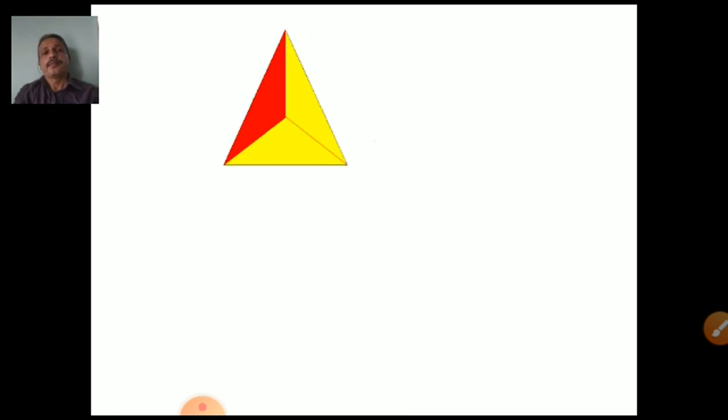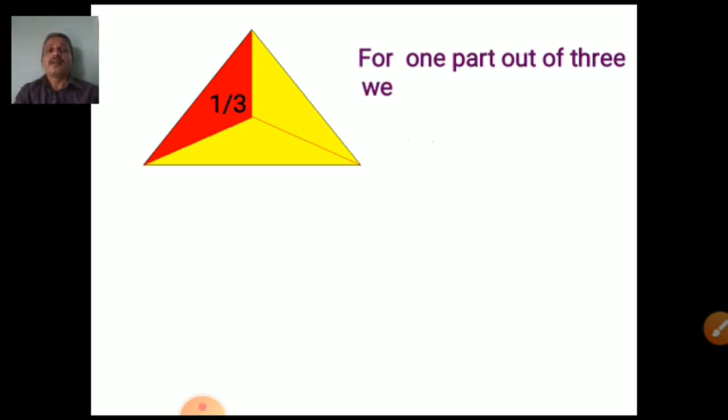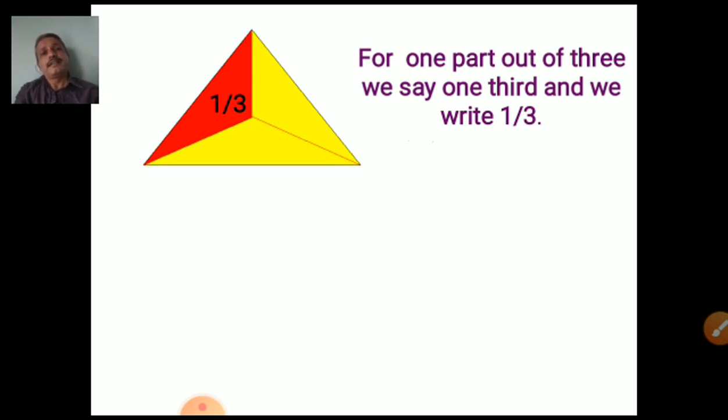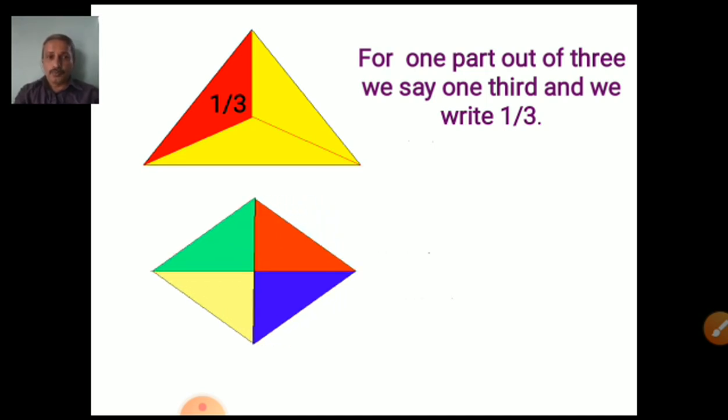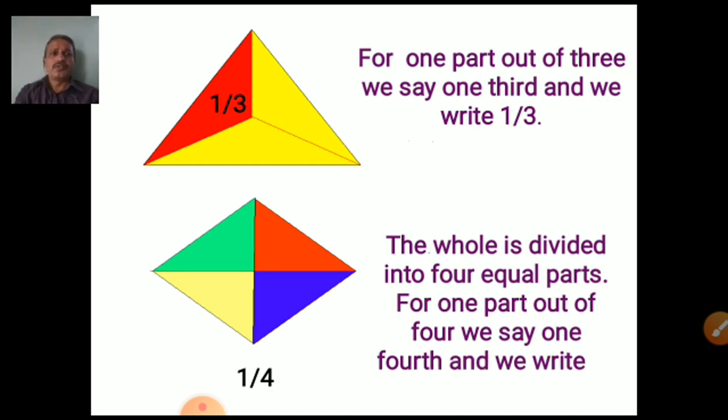Good. Now you have a little more idea regarding the triangle. Samosa. Yes, I understood. So each will get 1 upon 3. For one part out of 3, we say 1/3, or we can say 1 upon 3, and it is written as 1 by 3. The colorful picture shows you and clarifies your doubts. For 4 equal parts and 1 part out of 4, we say 1/4 and we write 1 upon 4.